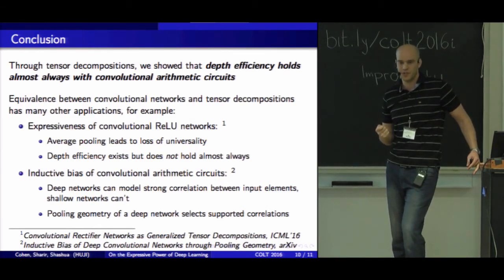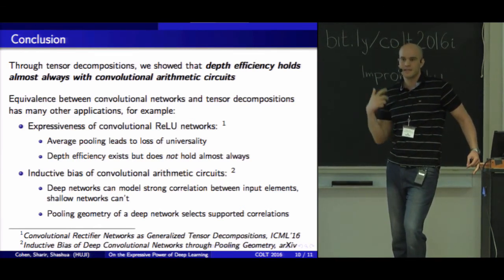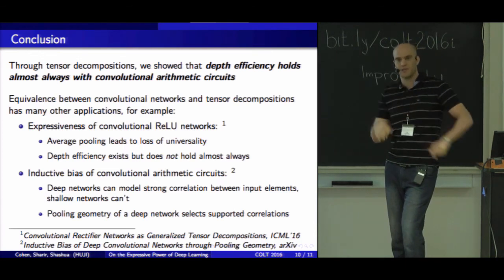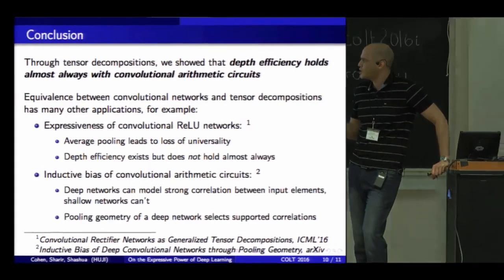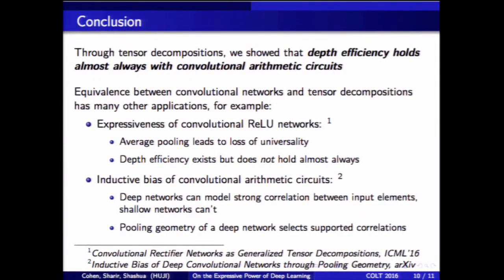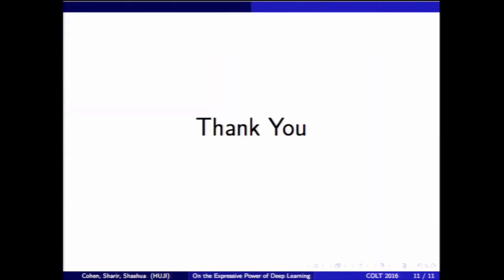And standard pooling geometry is something that supports correlation between entangled regions. So it kind of shows you how these networks encode the inductive bias that is intuitive for us and what we'd expect for natural images. But the bottom line here is that this equivalence, this tool, is possibly more important than the result that we've shown here. So thank you.